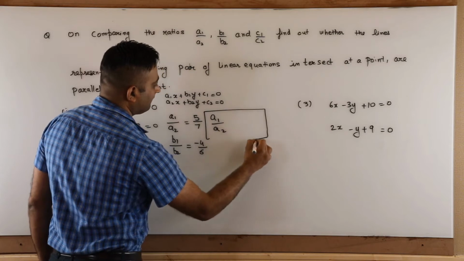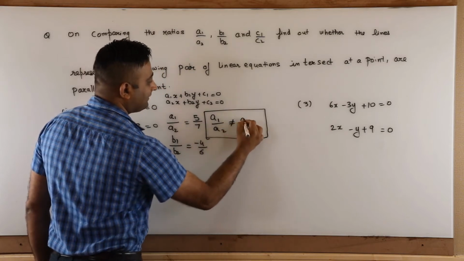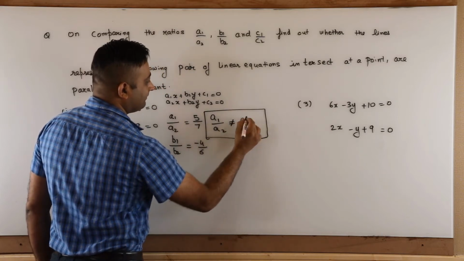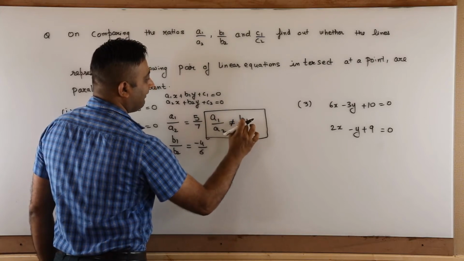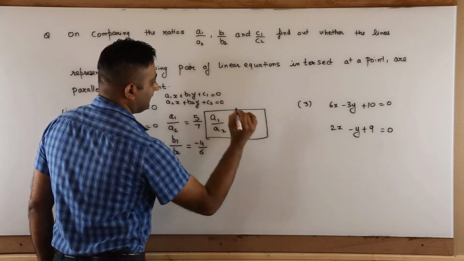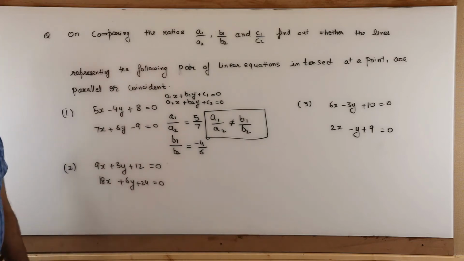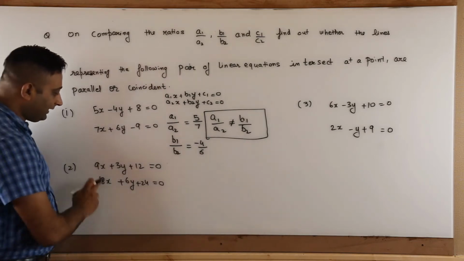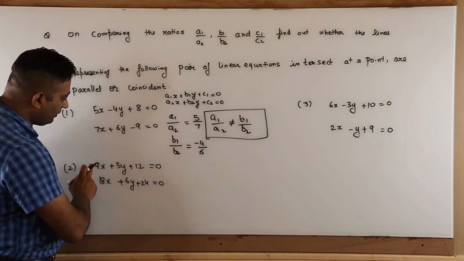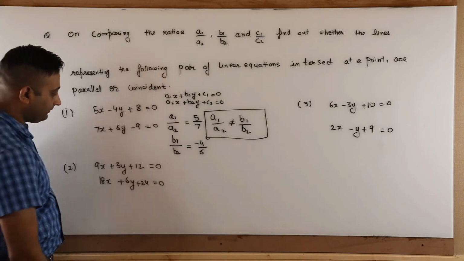That means the lines are intersecting and have a unique solution. These lines will be intersecting lines. Now, let us compare the ratios of the second pair.